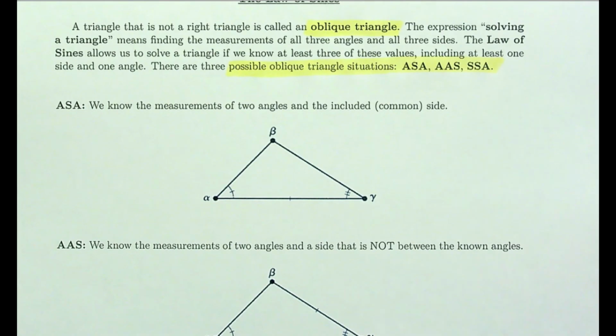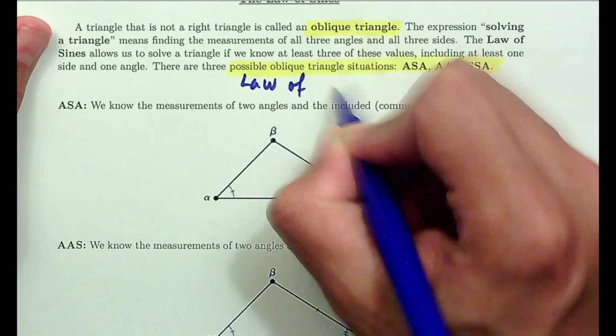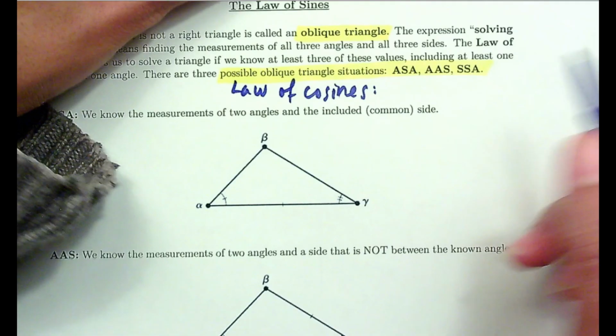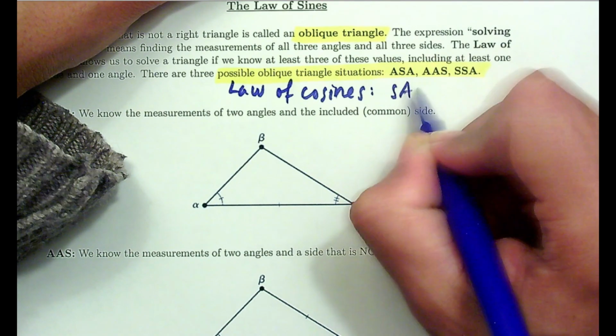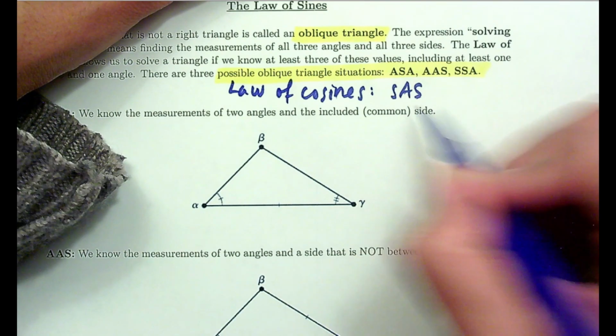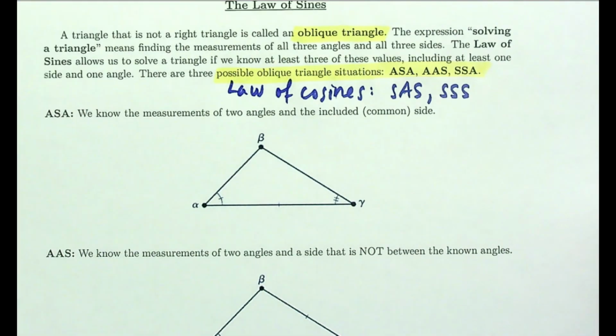There are 2 more situations, and that's for the law of cosines. The other 2 situations are SAS, side, angle, side, so when you know 2 sides and the angle between them, or when you know all 3 sides. Okay, that's for the law of cosines.